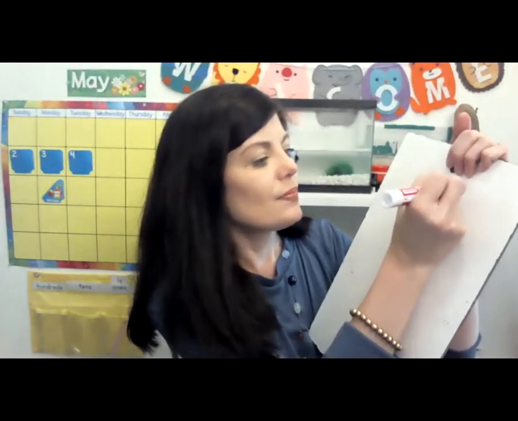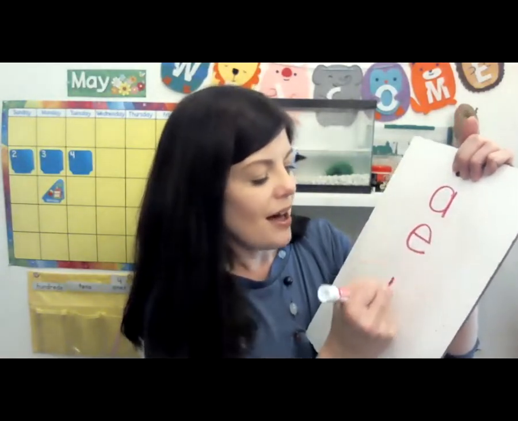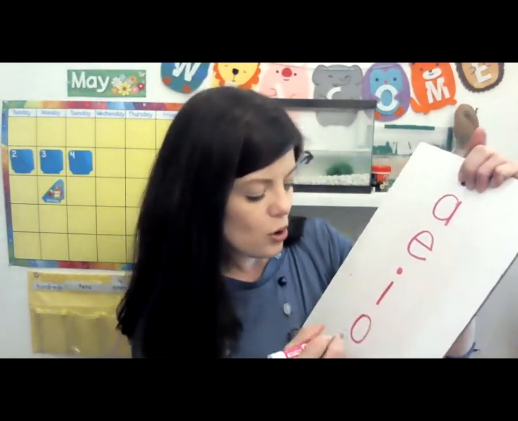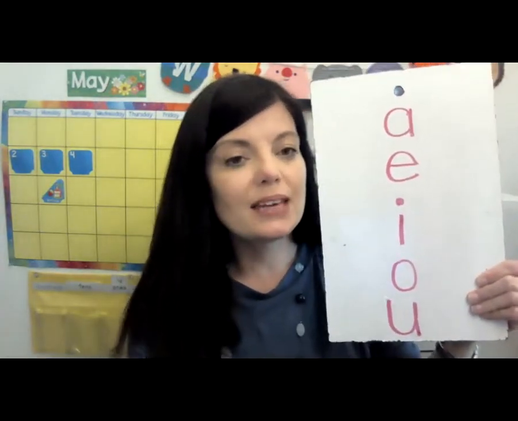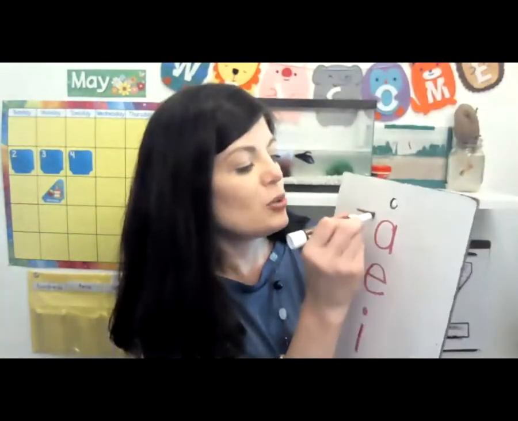Okay, now that we know what letter Z sounds like, let's blend. Can you tell me what the vowels are? The vowels are A, E, I, O, and U. Okay, let's put letter Z with each of these vowels and blend the 2 sounds together.